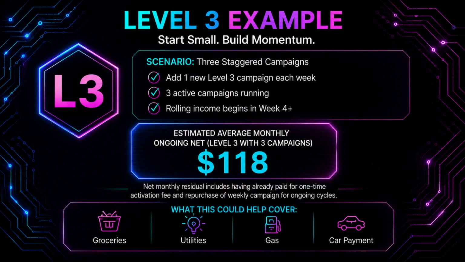Here is a Level 3 example using 3 staggered campaigns. In this scenario, the member adds one new Level 3 campaign each week. Once the strategy is fully active, they have 3 campaigns running at different stages. The estimated average monthly ongoing net is 118 USDT. This net example factors that the one-time activation fee has already been handled and that the weekly campaign repurchase is also already factored into the ongoing cycle. At this level, the income may not be life-changing, but it can help with everyday expenses like groceries, utilities, gas, or part of a car payment.